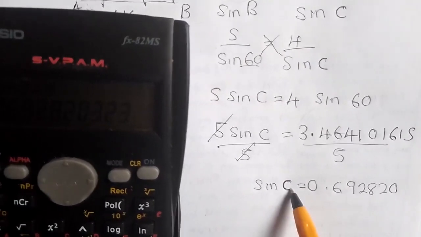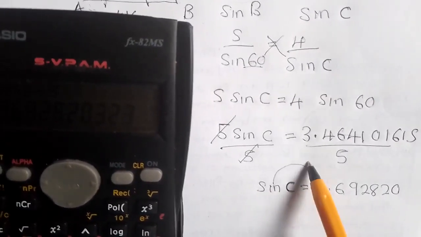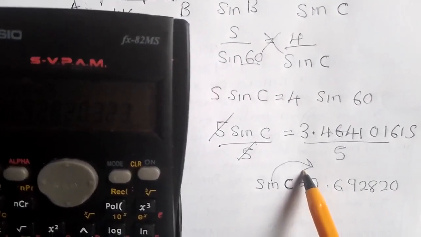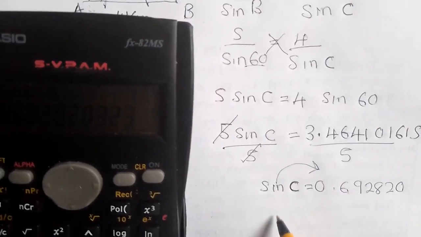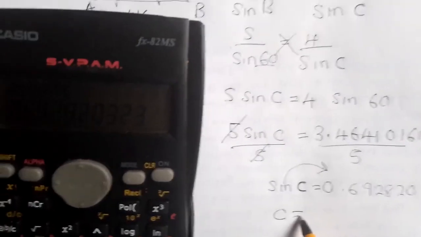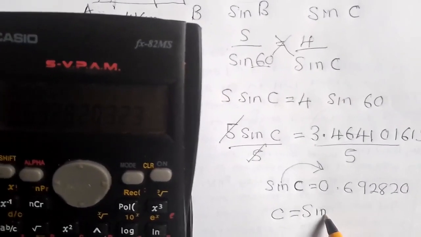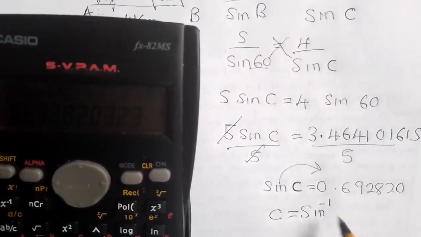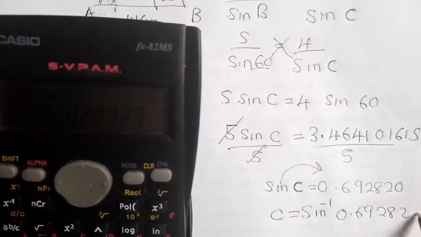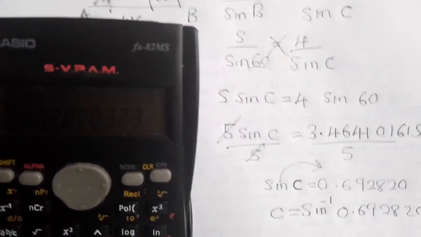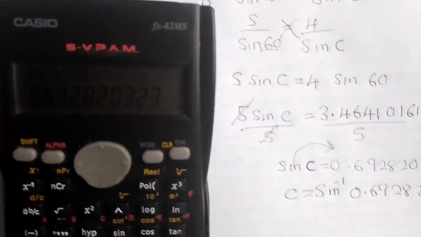Then after this, now the question is, I was taught to find C, not sine C. So this sine will go to the other side of the equation, which means C is equal to, when sine goes to the other side, it becomes sine inverse of 0.69280, like that.